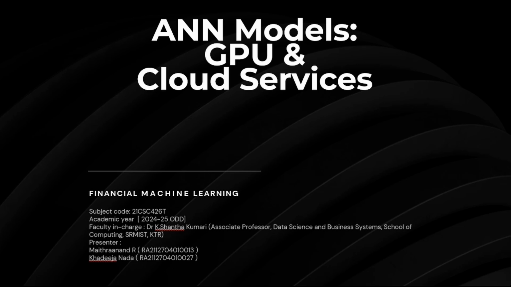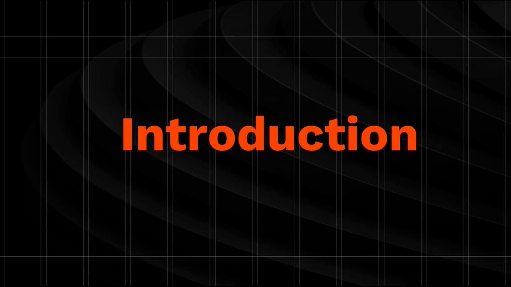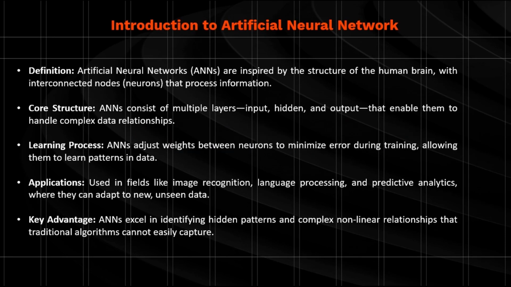Now, let's start with understanding what artificial neural networks, or ANNs, really are. They are inspired by the human brain, which uses networks of neurons to process information. In ANNs, we have artificial neurons that work similarly, passing information and learning from the data.